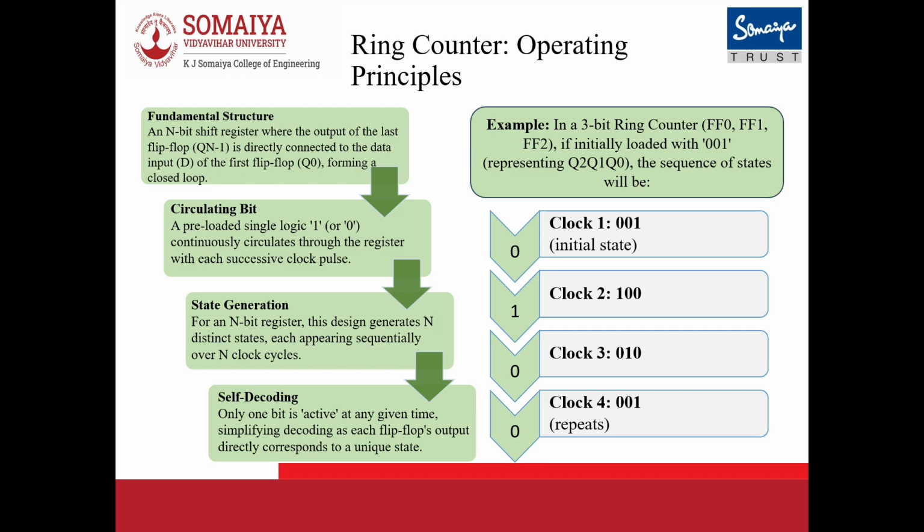Let's take a simple example of a 3-bit ring counter. We have flip-flops FF0, FF1 and FF2. If we start with the state 001, the next state will be 010, 100 and back to 001. The cycle repeats indefinitely. In short, a ring counter is like a revolving light system, one light on at a time, moving in a circle with each clock pulse.